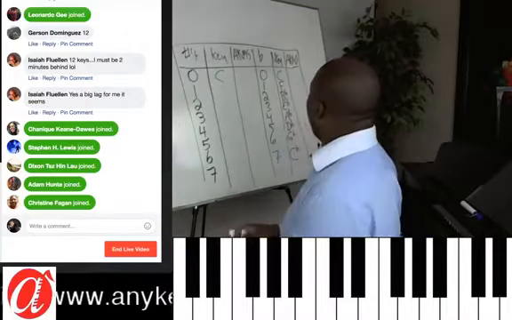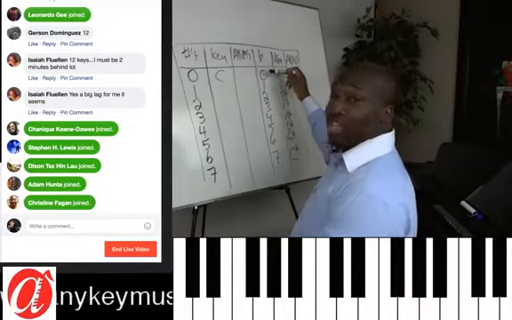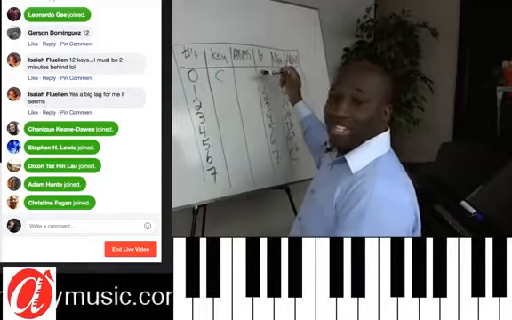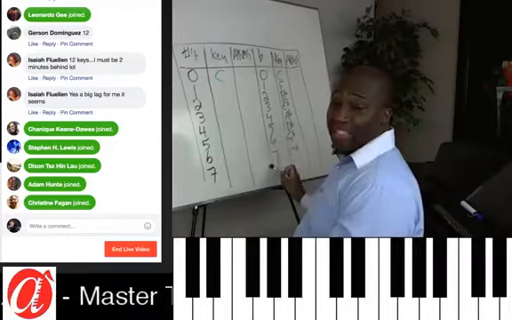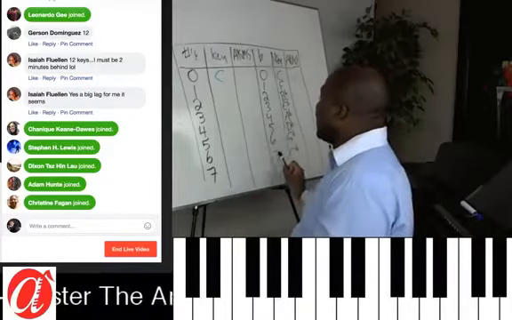Then he says that brings a total of 8. As you can see, it's 1, 2, 3, 4, 5, 6, 7, 8. Okay, so far we have 8 keys.